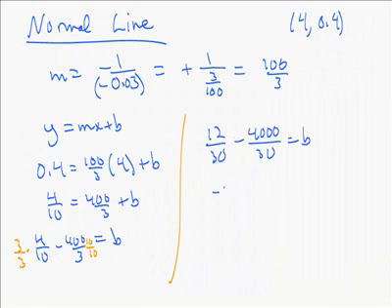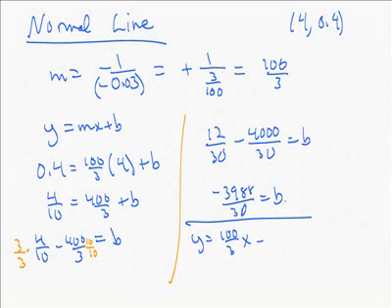And so that gives me a negative 3988 over 30 is equal to b. It looks kind of funny, but I think it's right. Let's see, we got y then is equal to our slope of 100 over 3 x minus our y-intercept of 3988 over 30. That's a 3 right there.